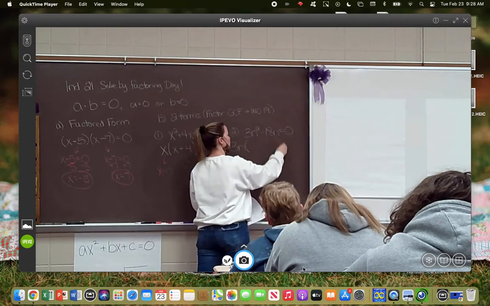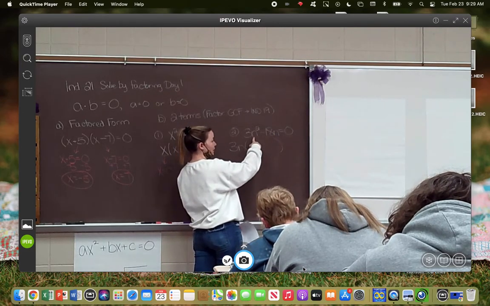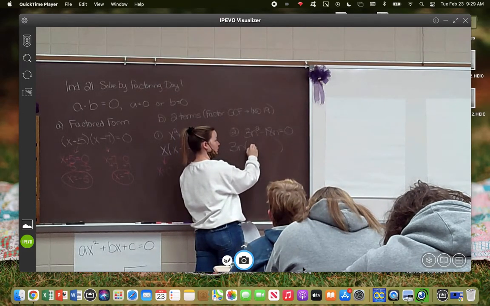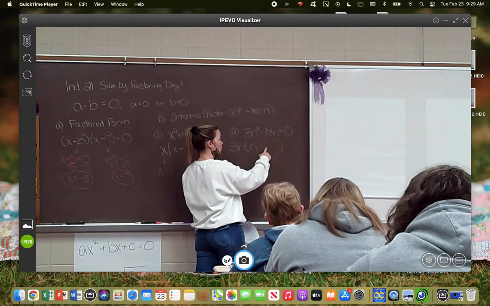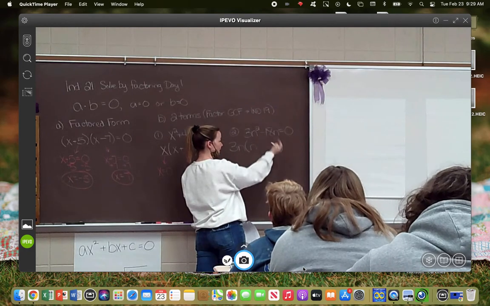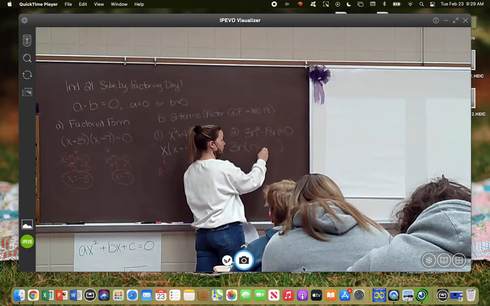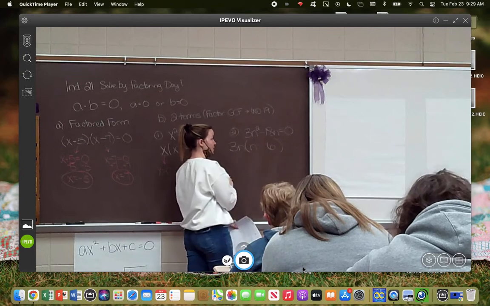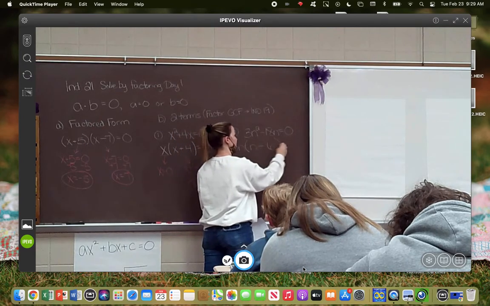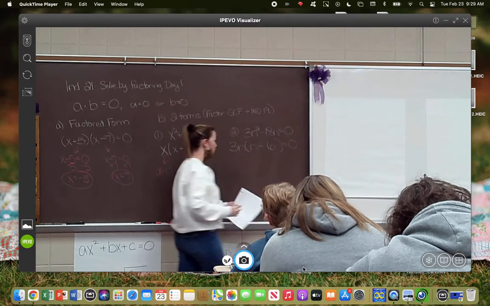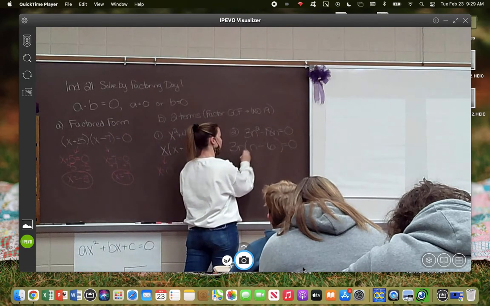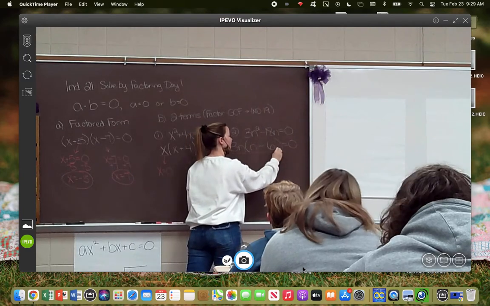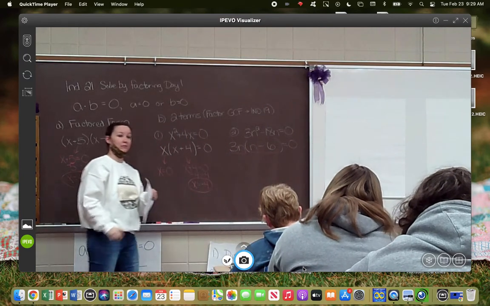All right, so then you guys tell me, 3n times what would give me 3n squared? Just an n. And 3n times what would give me negative 18n? A negative 6. All right, so we have two factors here. The first factor is a 3n, and then the second factor is n minus 6.